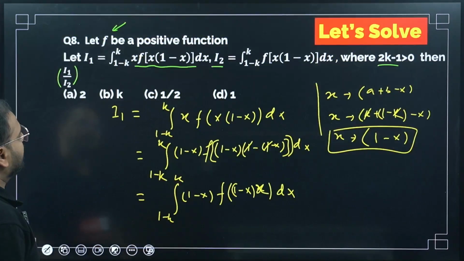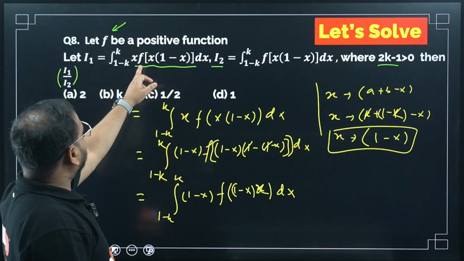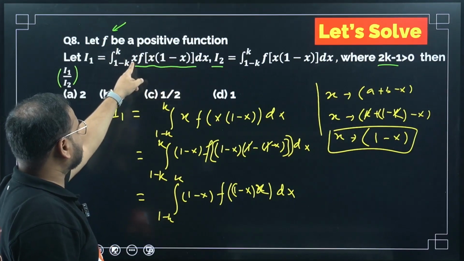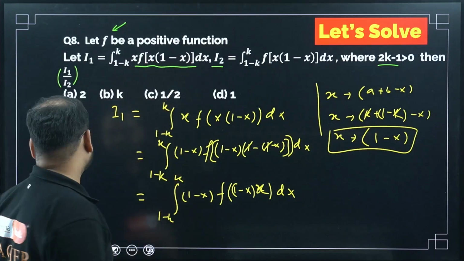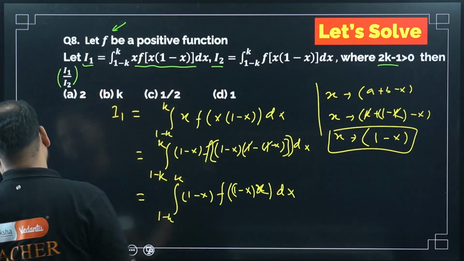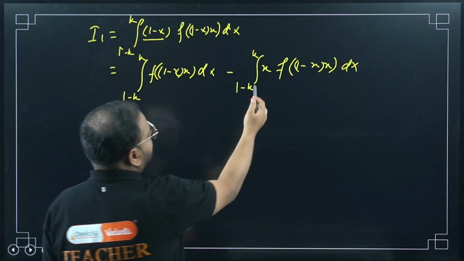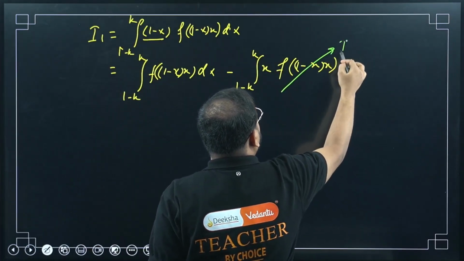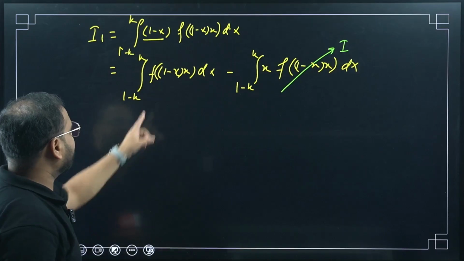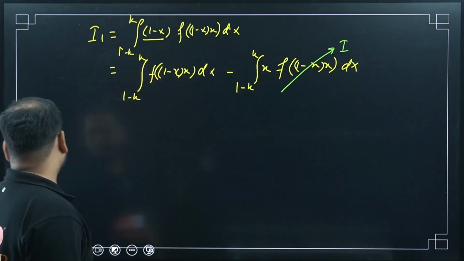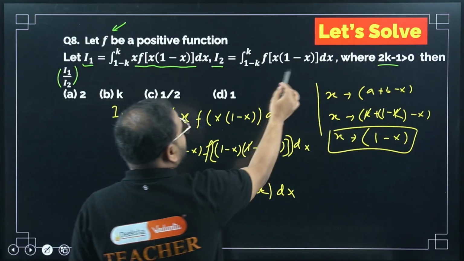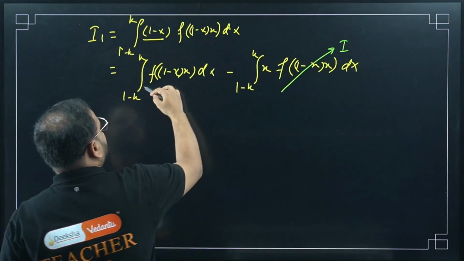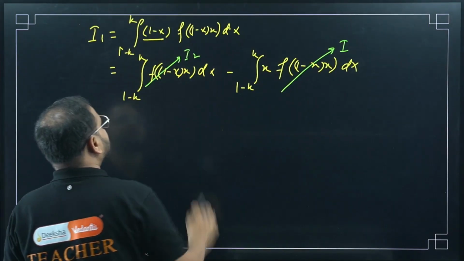Now have a look. x times f of 1 minus x. Check here, in the same limit, x times the function of x times 1 minus x. How much is that? I1, sir. x times the function of 1 minus x into x, this will become simply I1. Now check here. f of 1 minus x times x with the same limit, f of x times 1 minus x, is simply I2. So I can write this as simply I2.